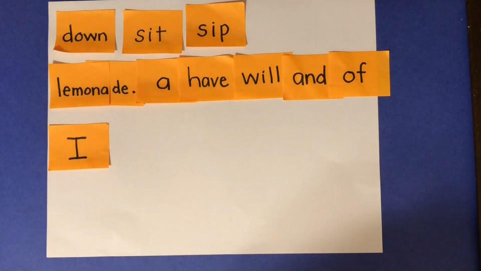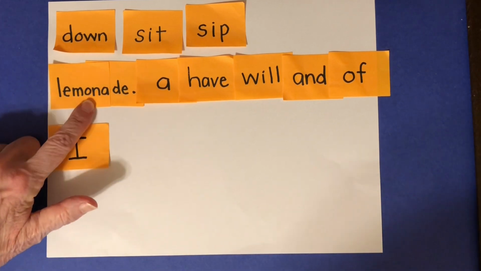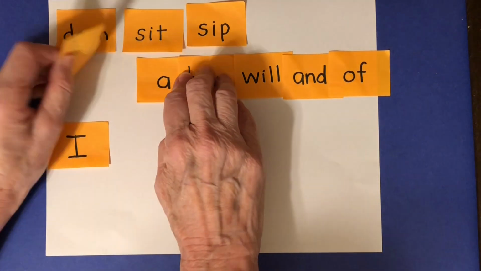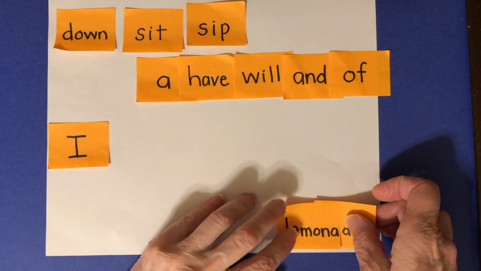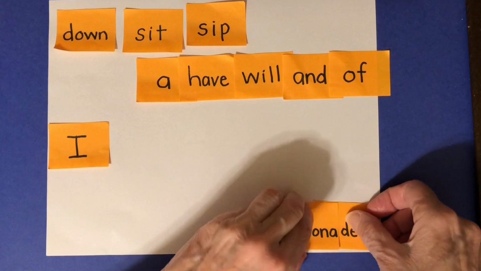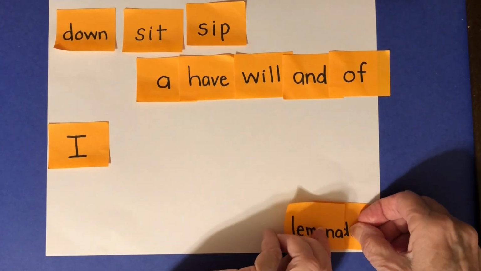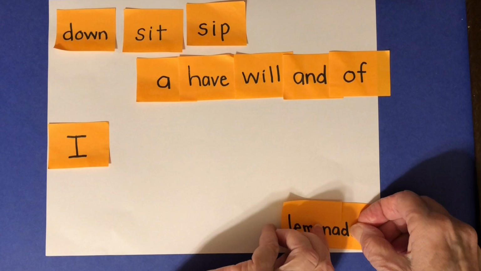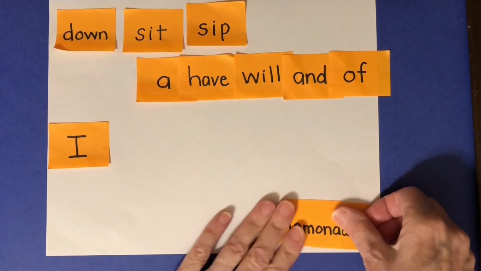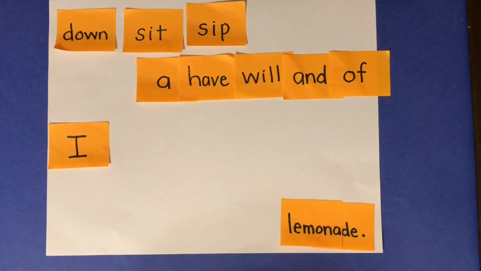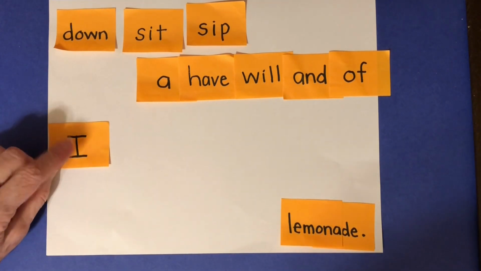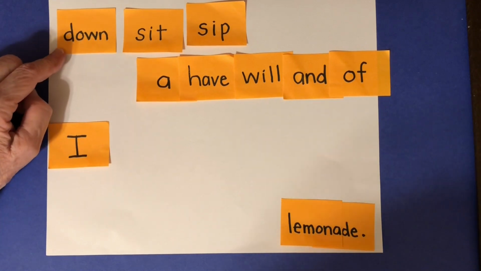Then we looked to see last time which word had an ending mark. Can you see the word that has the ending mark? Yes, here it is, lemonade. So I'm going to put this at the end. Let me stick this together better so it looks like it's all supposed to be one word here. There we go. Okay, so we have I, lemonade. Do you think it would be good if we went I down? Does that make sense?